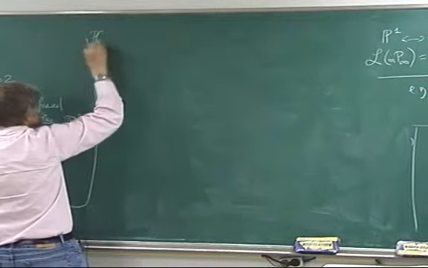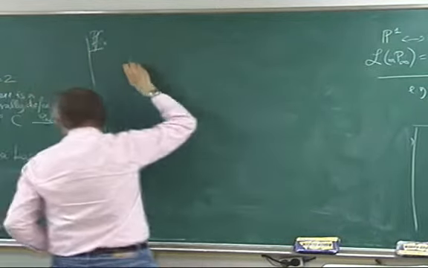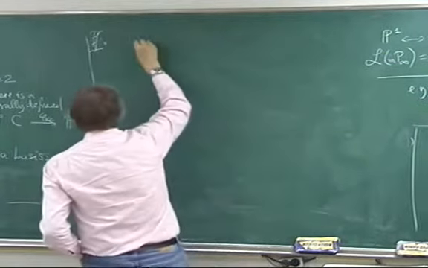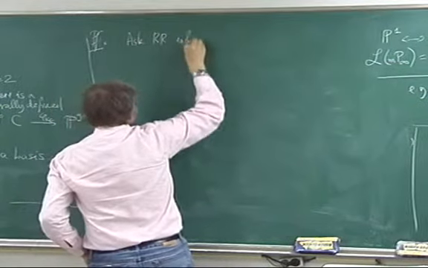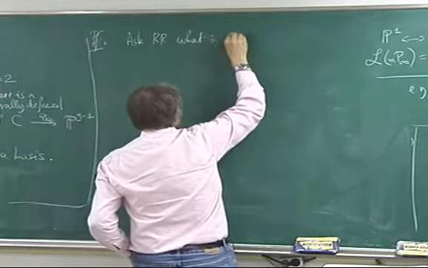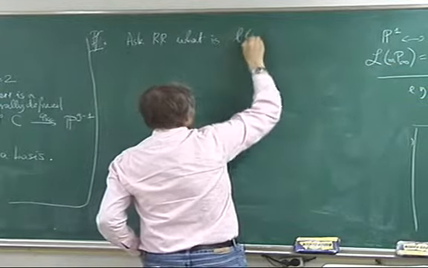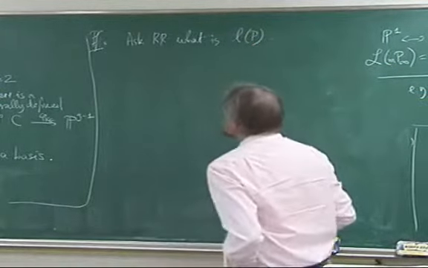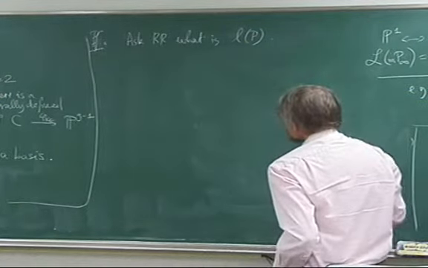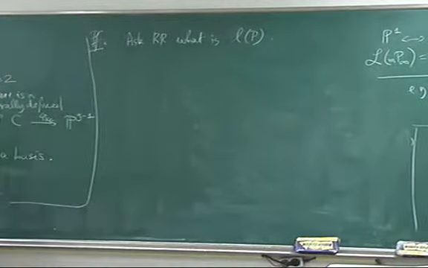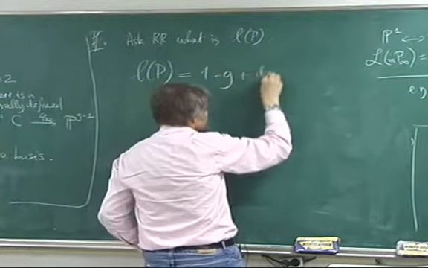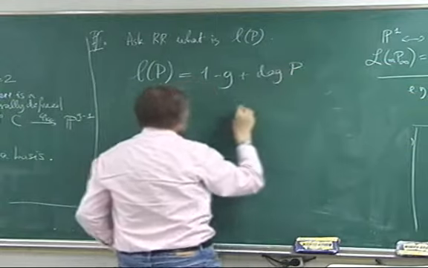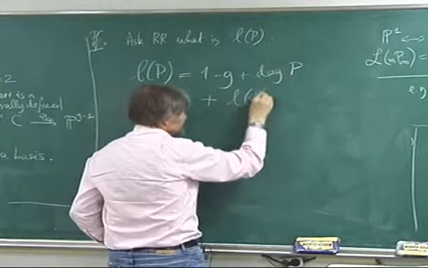Proof. So we ask the Riemann-Roch theorem: what is L of P? Right, so I've got this nice theorem that I spent some time developing, and I want to know what it tells me. And so I say L of P equals 1 minus G plus degree of P plus L of Kc minus P.